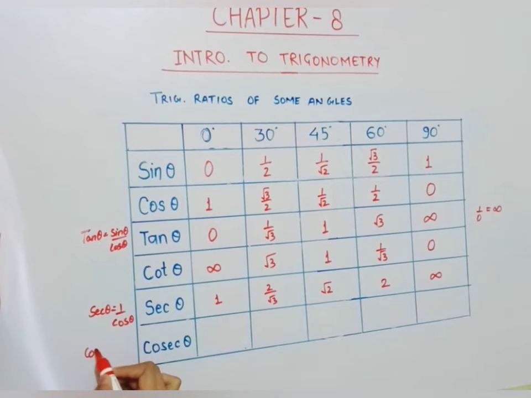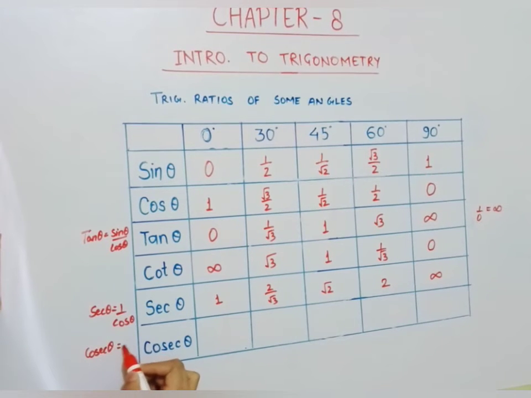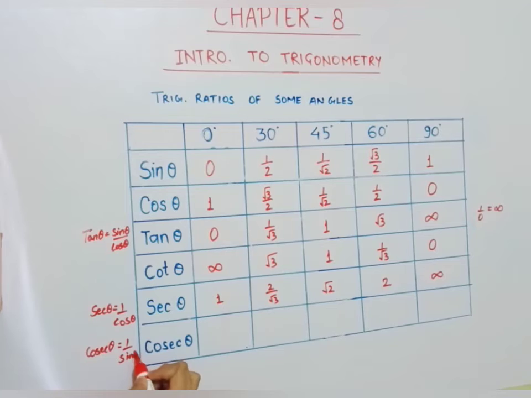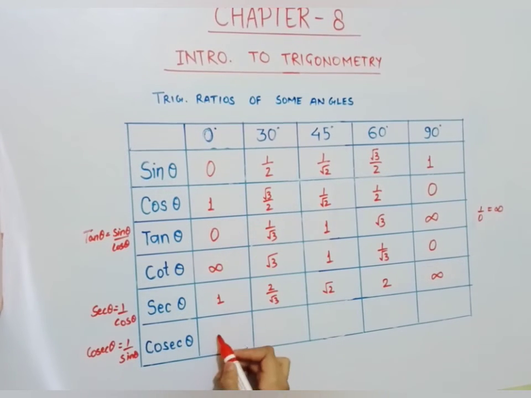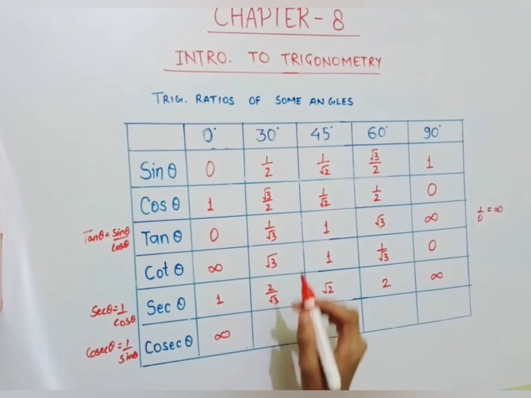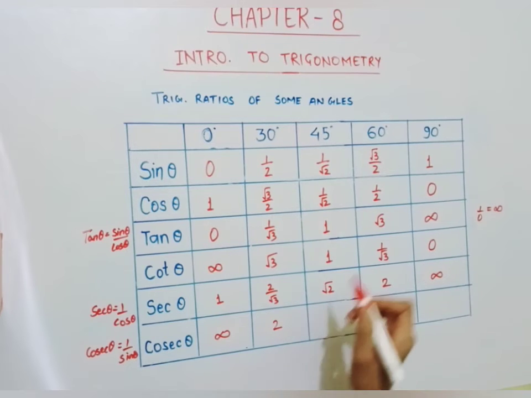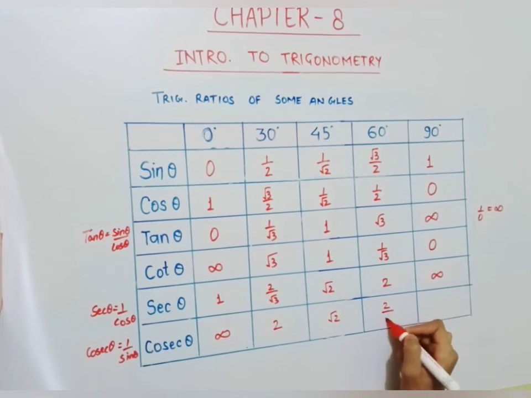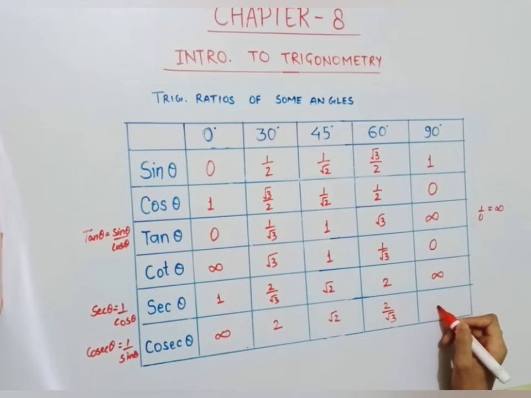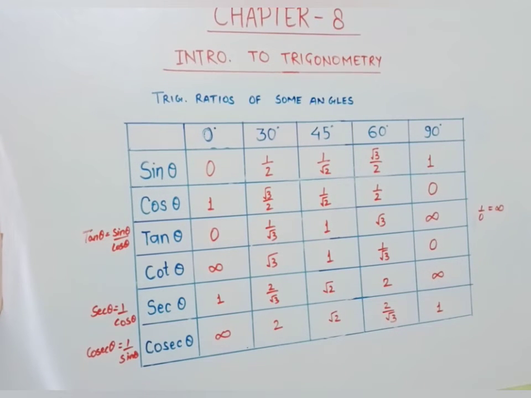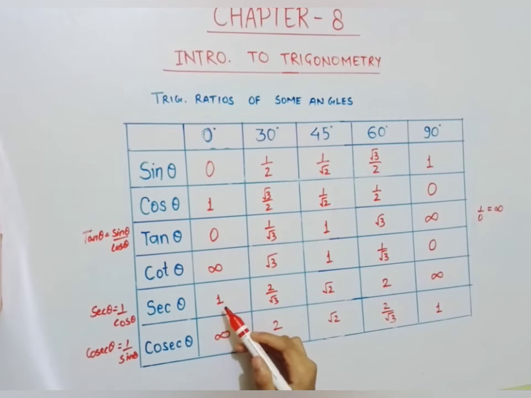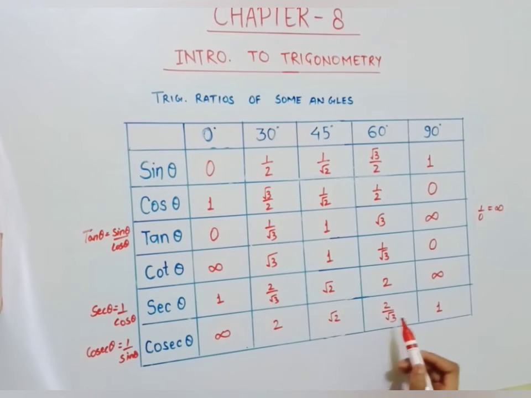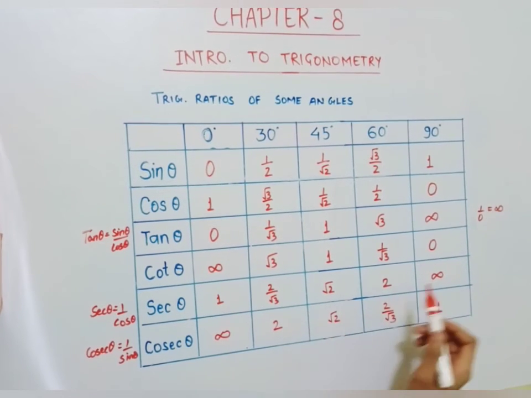Now we know that cosec theta is equal to 1 upon sin theta. So we will divide by 1, 1 upon 0 infinity, for 30 degree 2, 45 degree root 2, 60 degree 2 by root 3 and 90 degree 1, and the cosec theta is just opposite to sec theta, as we can see.